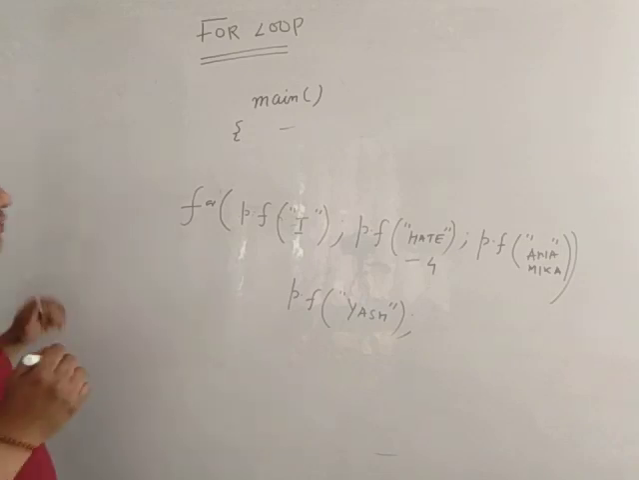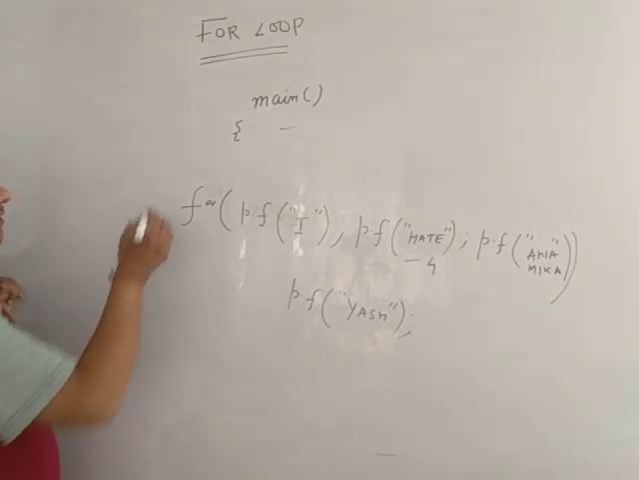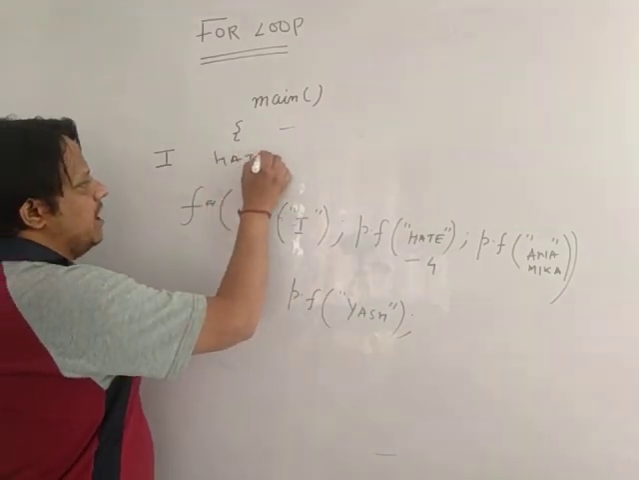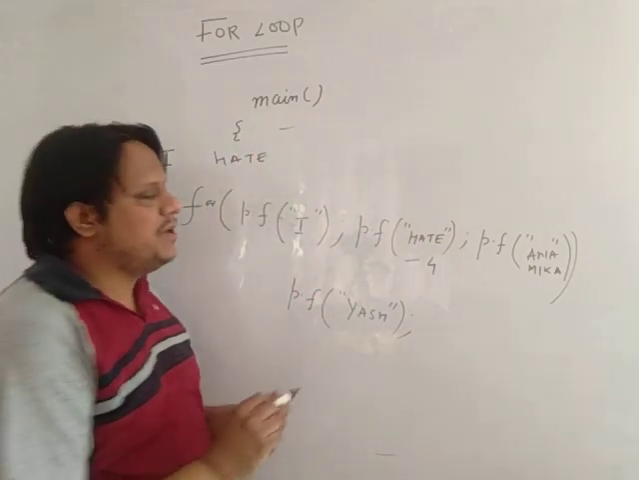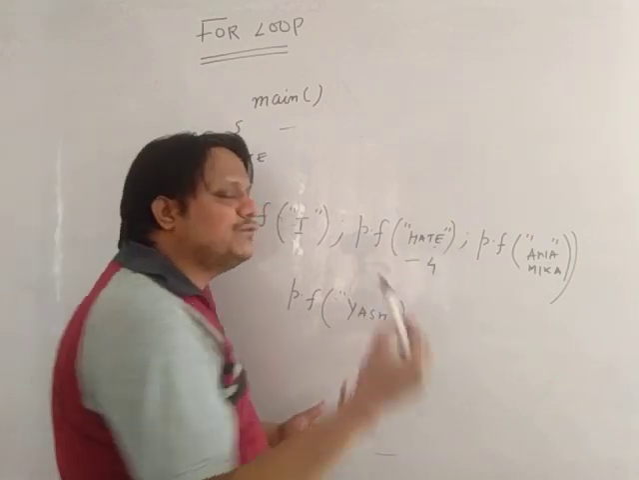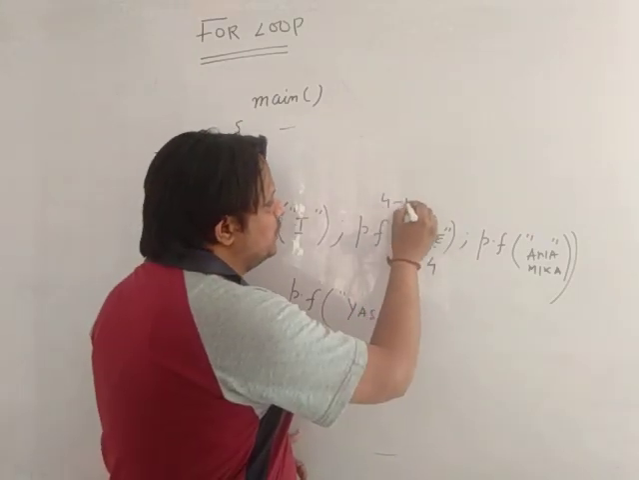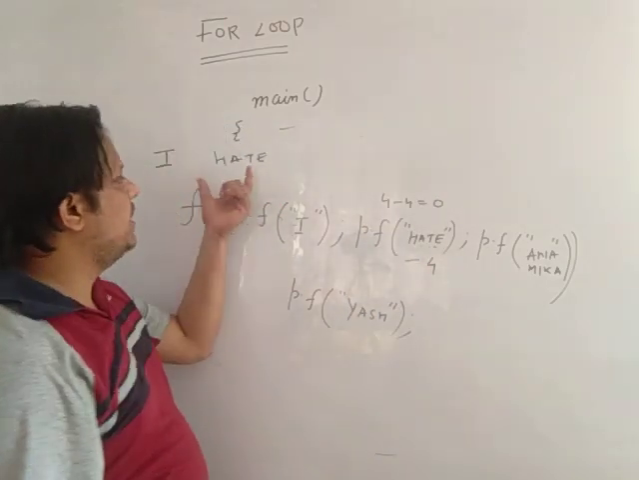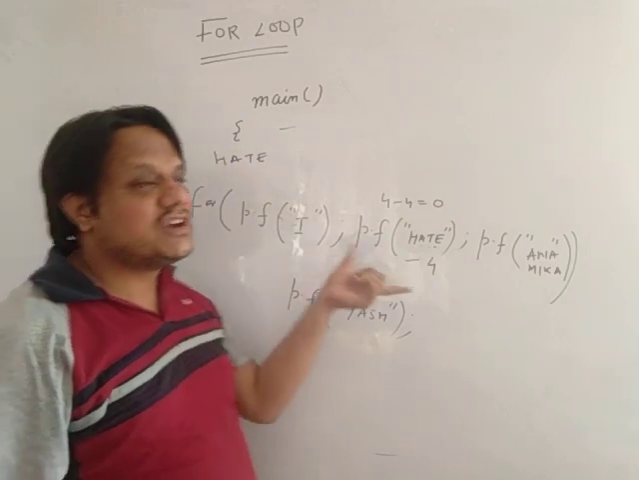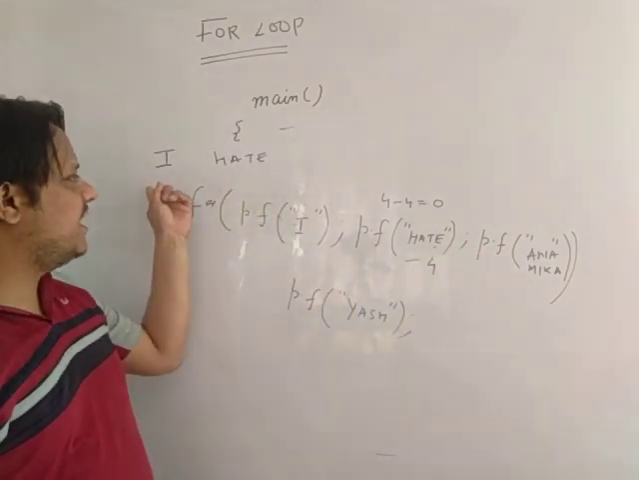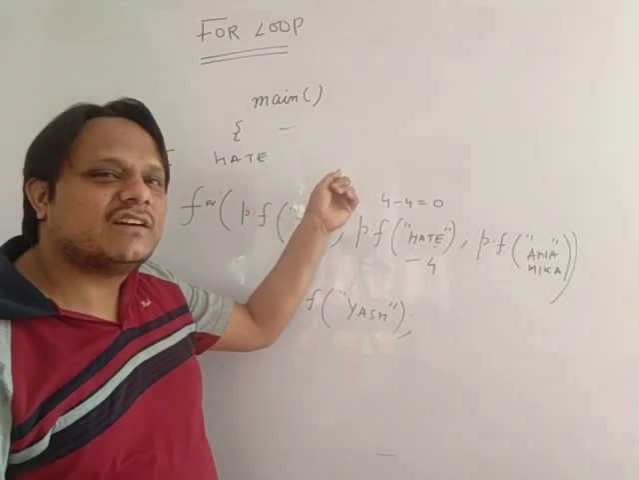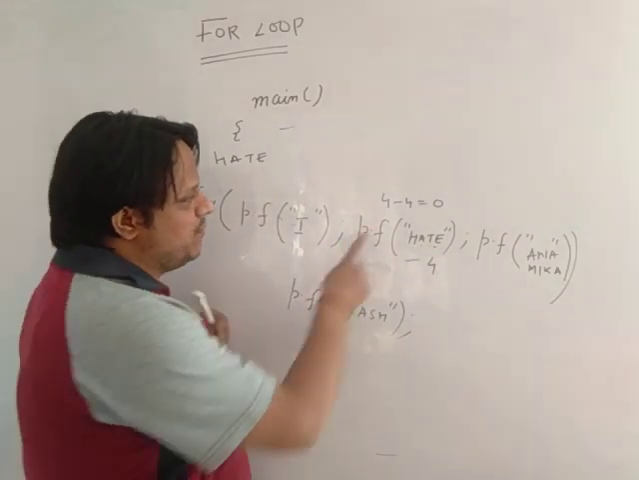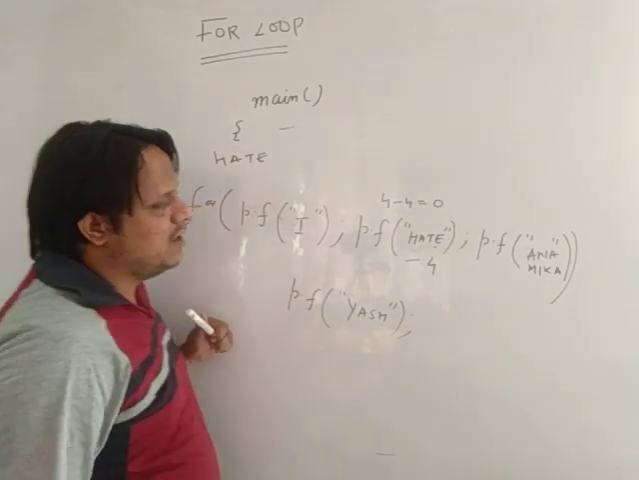So how is it going to work? Firstly it will print I, then it will print hate. After printing hate, it will return the number of characters. How many characters are here? 1, 2, 3, 4. So 4 characters. So 4 minus 4 is 0. The condition becomes false and you will come out of the loop. So it will print I hate. There is no chance of printing Anamika here, because I cannot write a code which says I hate Anamika. It simply says I hate.